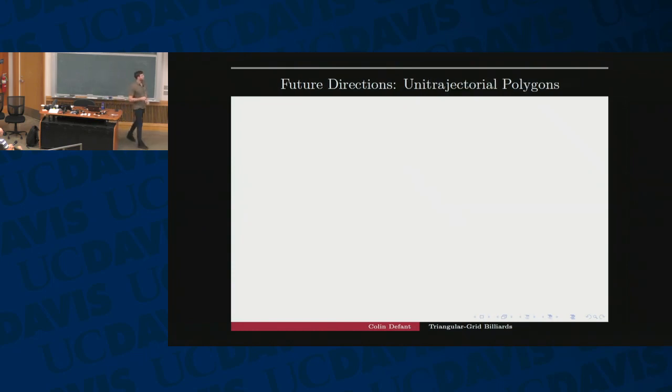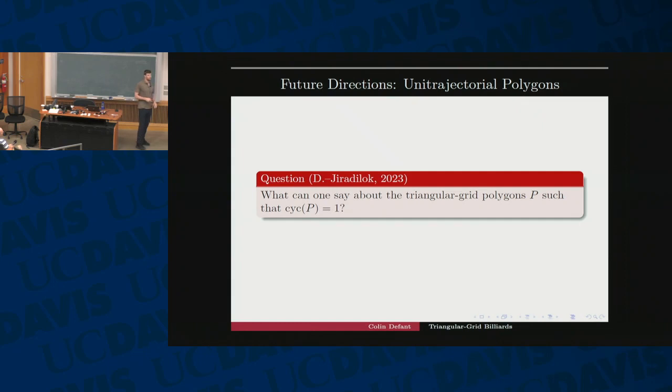Another thing you could do is look at polygons such that there is exactly one trajectory in the billiard system. You could say, okay, how many of these are there, for example, or maybe get some kind of asymptotics for the number of these if there's not a nice exact formula.